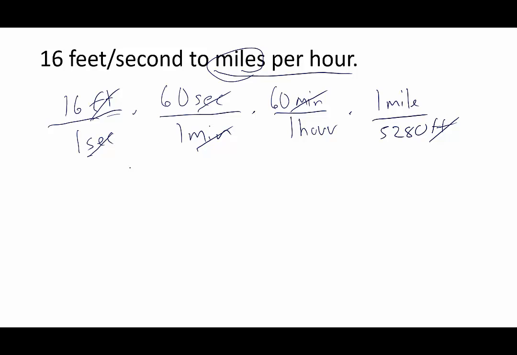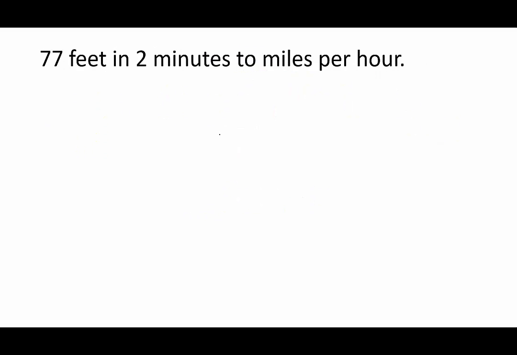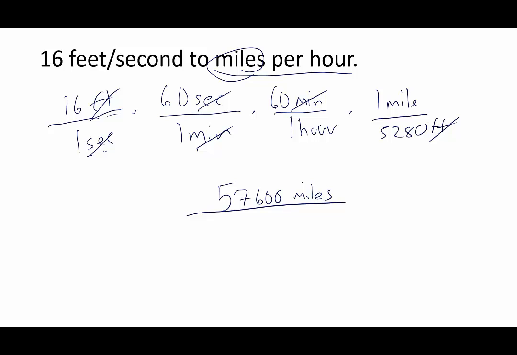So 16 times 60 times 60 is 57,600 miles in 1 times 1 times 1 times 1 times 5,280 is 5,280 hours. But we want to know 1 hour. So let's divide this by 5,280 and we get 10.9 miles per hour. All right, pretty simple.